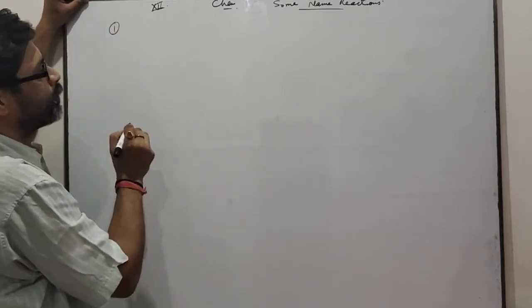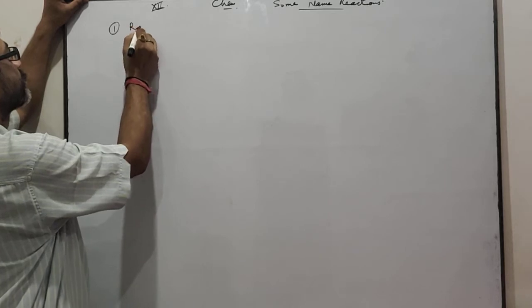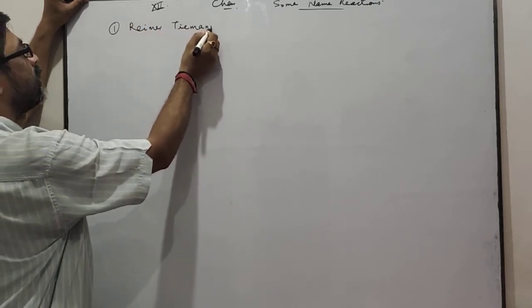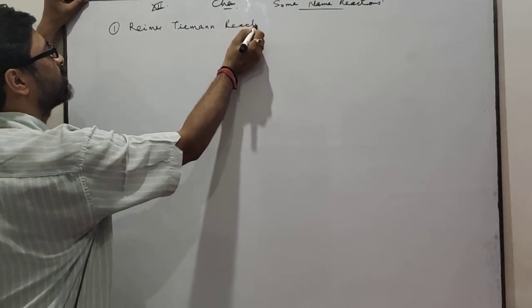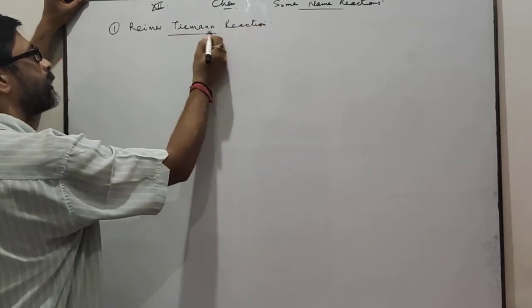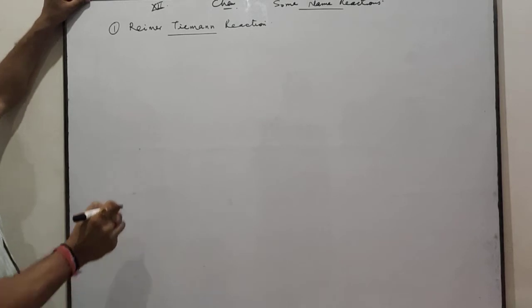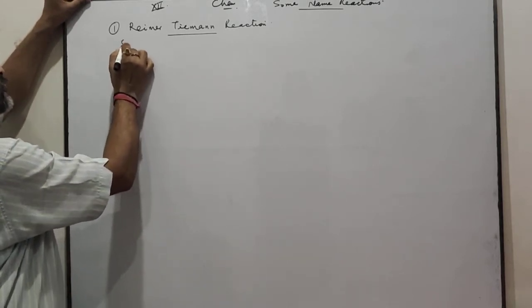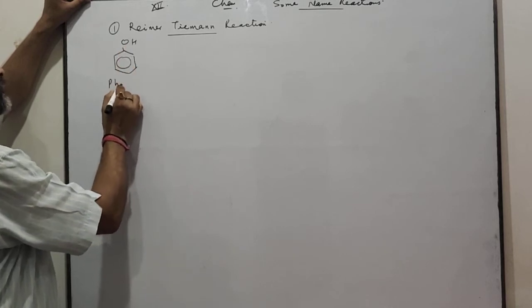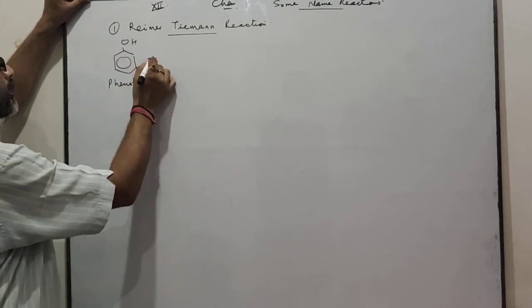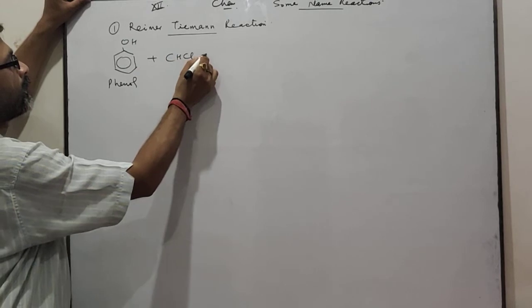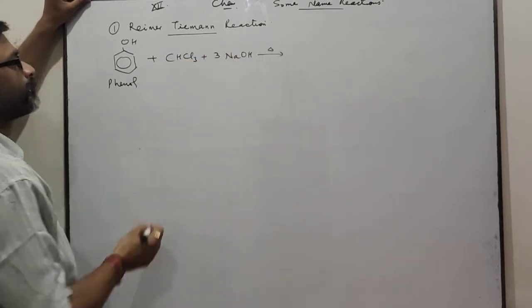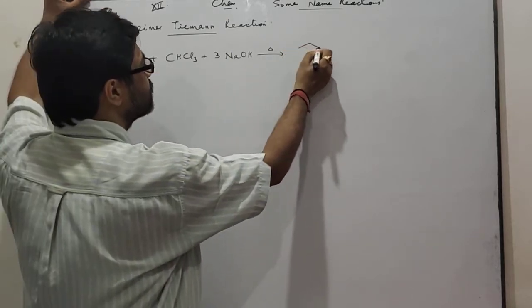Here I am going to discuss the first one, the Reimer-Tiemann reaction. What is the Reimer-Tiemann reaction? This reaction belongs to phenol. When phenol is heated with chloroform and caustic soda solution, it forms salicylaldehyde.